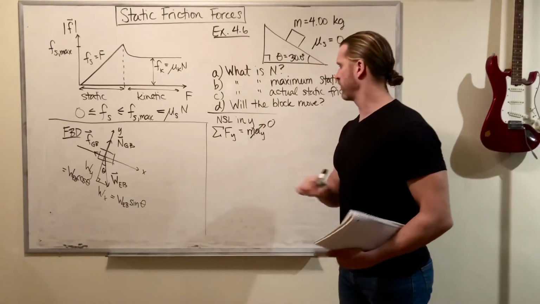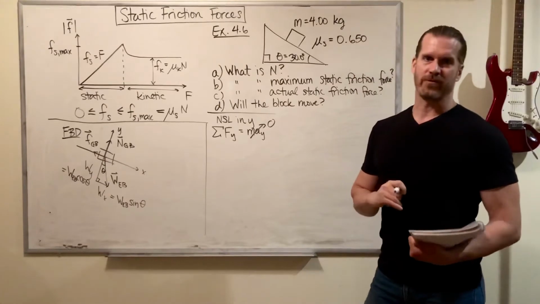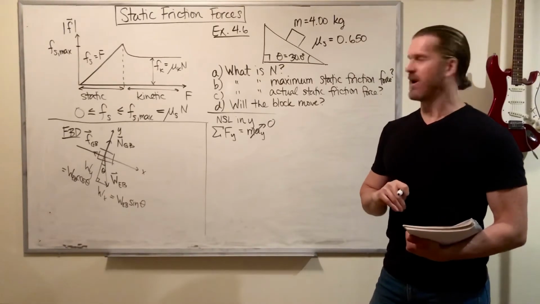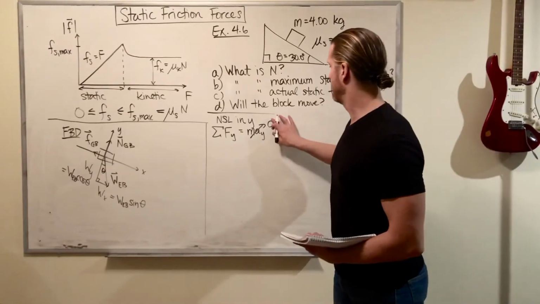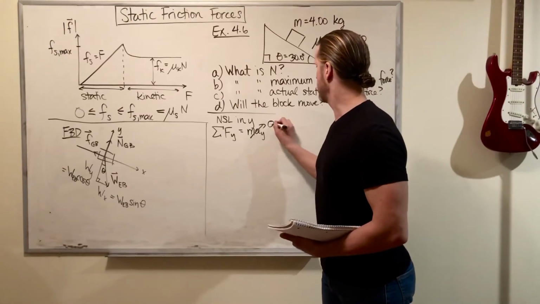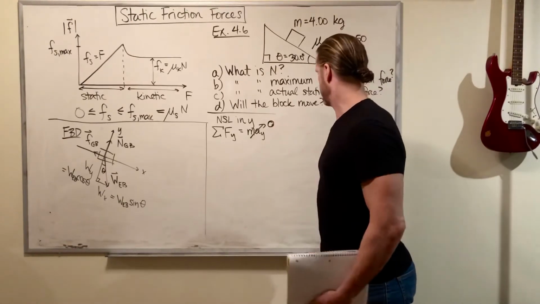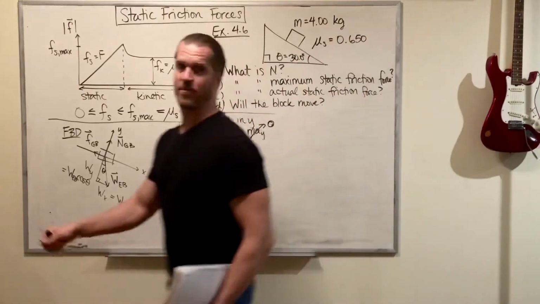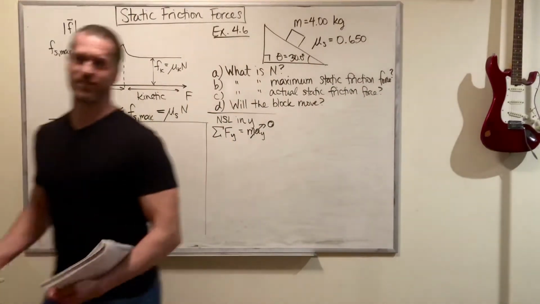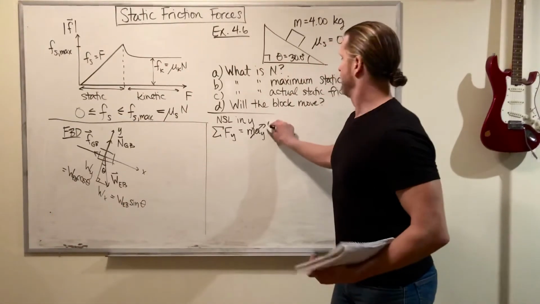Okay, the sum of the forces in the y direction equals m a_y, but that y acceleration is 0 because that block is not moving. It's supposed to be a 0. That block is not moving perpendicular to the slope.